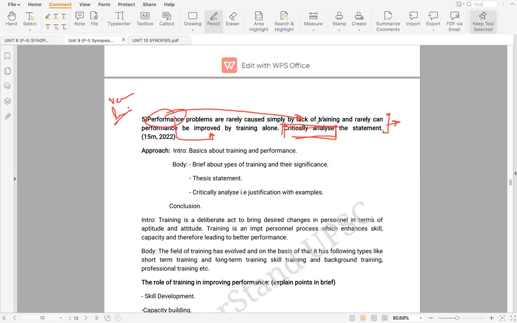So you say that training is also very, very important. That is how you will critically analyze the statement given in the question. The question says that training alone is not sufficient, but critical analysis would mean that training is very, very important as well.